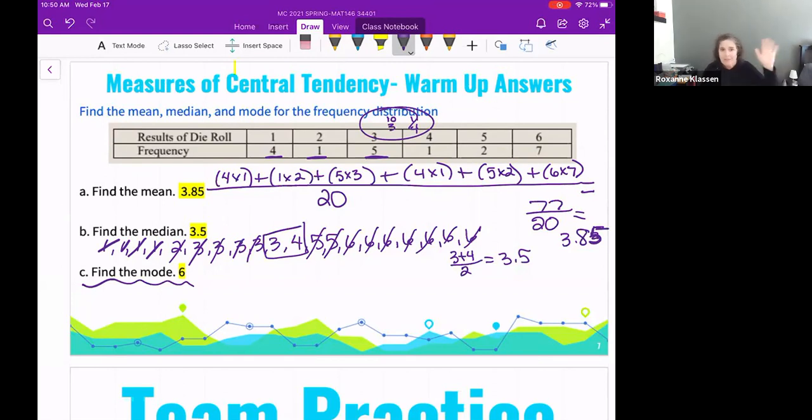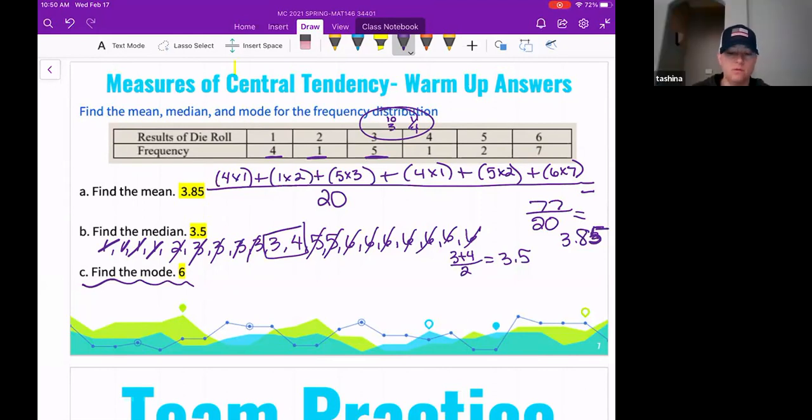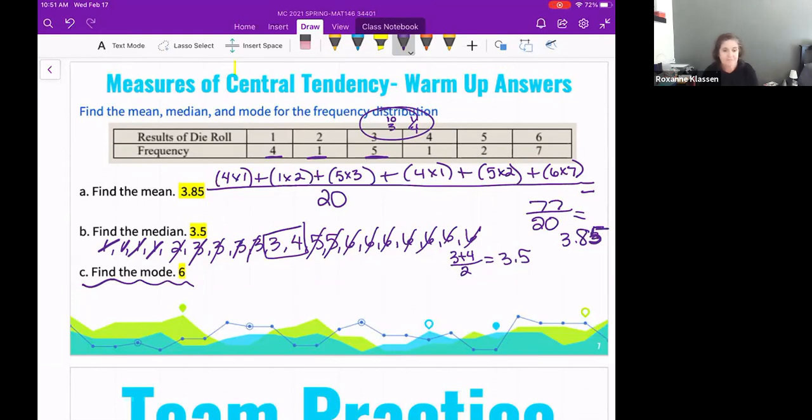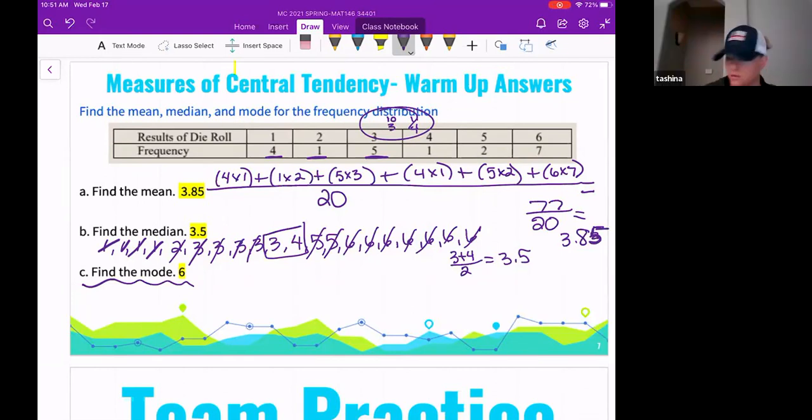You do have another option. Tashina used her calculator. Tashina, do you have a graphing calculator like this? And you just put it all in your list? Yes, I use the WabbitEmu, which is on your phone. Nice. And so you just put it all in your list like we did yesterday. Yeah, I just kept messing it up this morning.